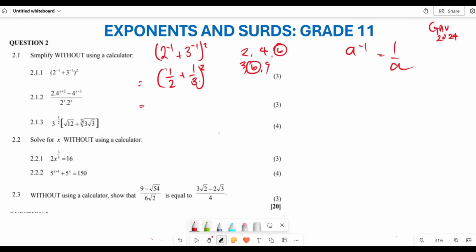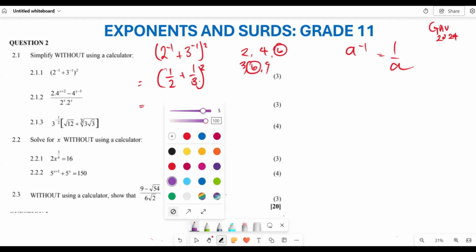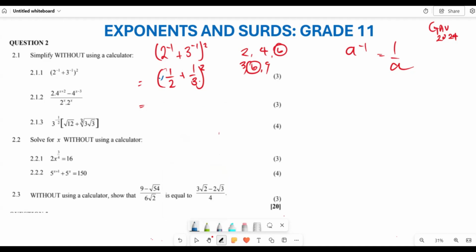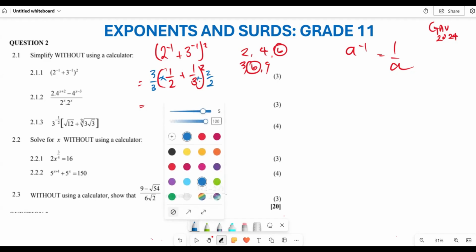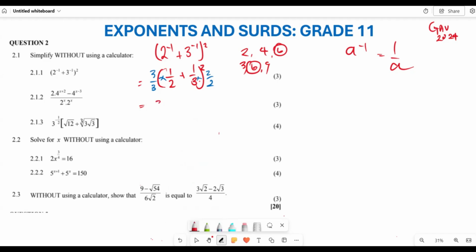For these to have the denominator of 6, for the first one you are going to multiply the numerator by 3 and also the denominator by 3. For the second one you are going to multiply the numerator by 2 and the denominator by 2. How is this going to assist us? This is going to be the same as 3 over 6 plus 2 over 6.